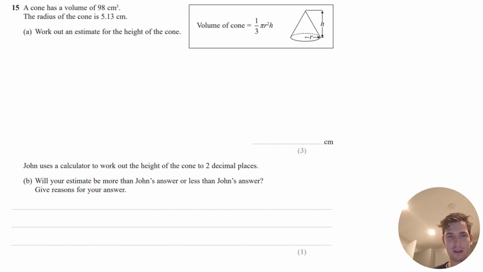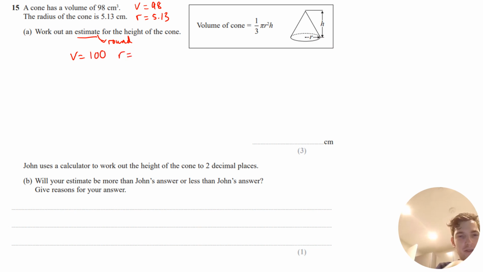Okay, next question. So I've got a cone here, volume of a cone. So volume of the cone is 98. Let's write that down. Volume is 98 and radius r is 5.13. Work out an estimate for the height of the cone. As soon as I see this word estimate, especially on a non-calculator paper, I'm immediately thinking I need to round. So let's think what would be sensible to round. Well, I think my volume rounds up nicely to 100 and my radius rounds nicely to 5. So I'm going to use those. I've rounded both of them to one significant figure.